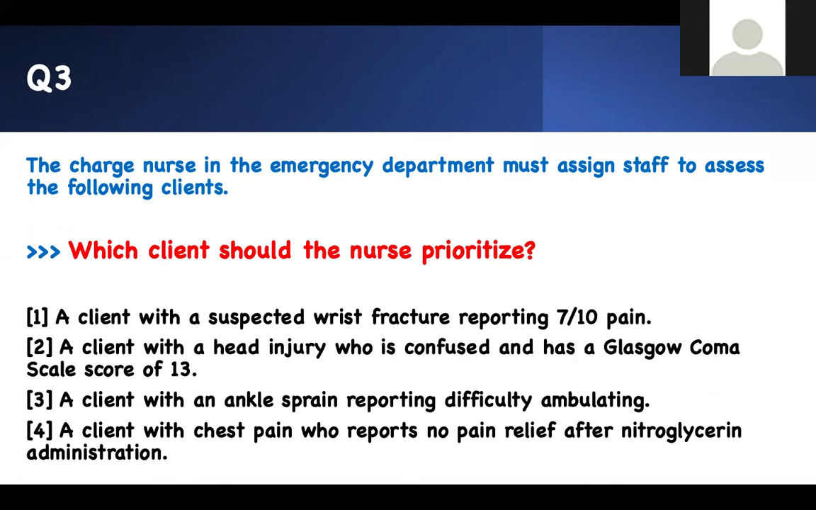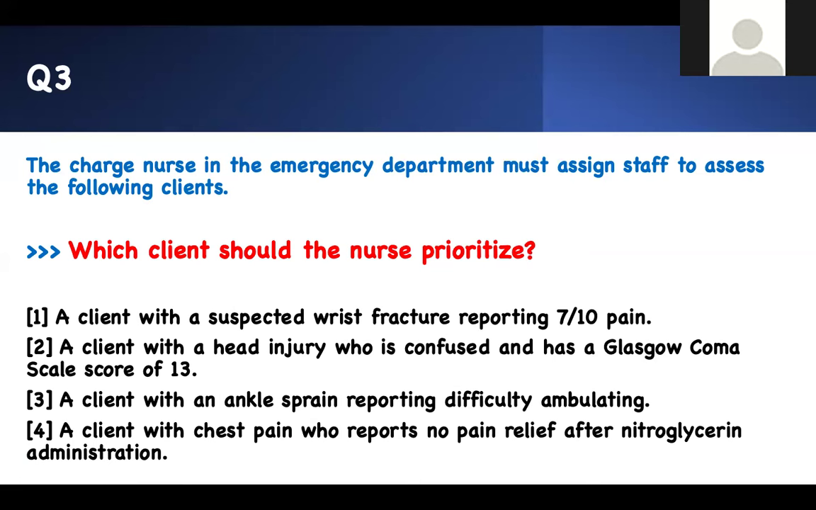A client with an ankle sprain reporting difficulty ambulating. If you sprain your ankle, you're not going to die. A client with chest pain reports no relief after nitroglycerin. That means MI. You have a heart attack.